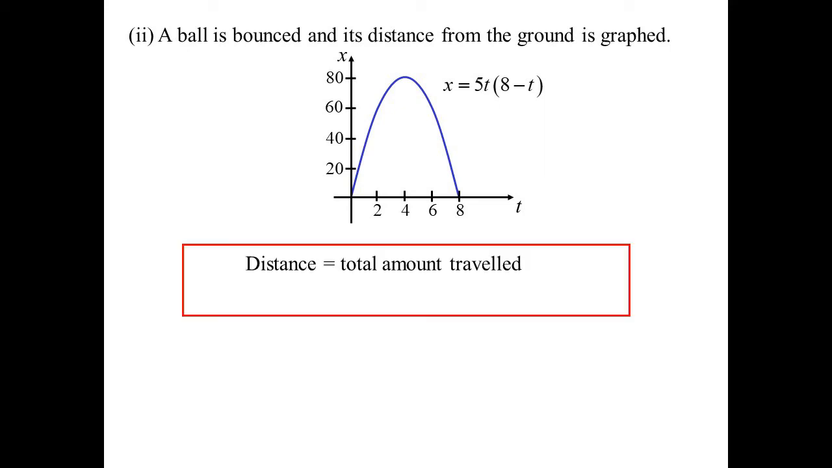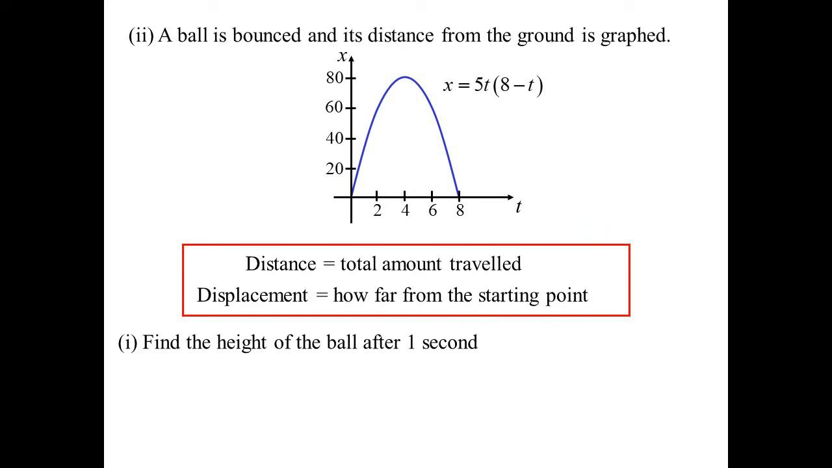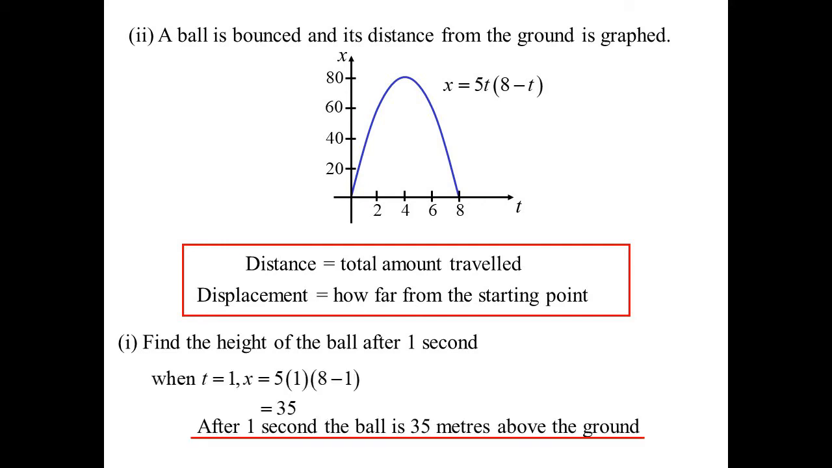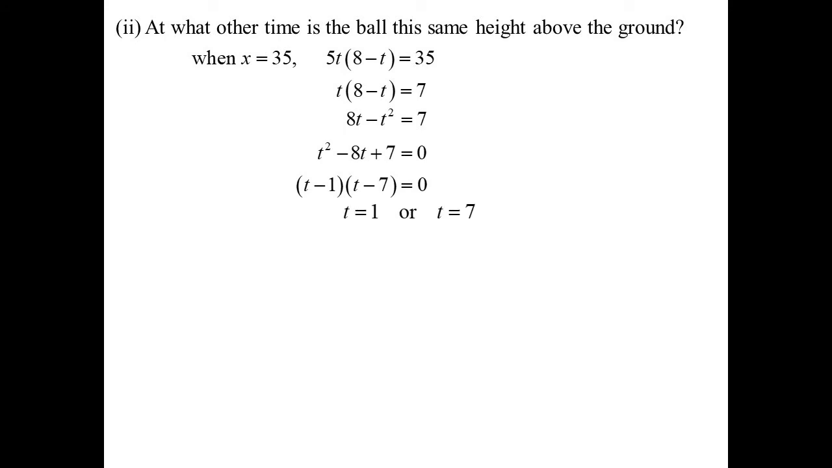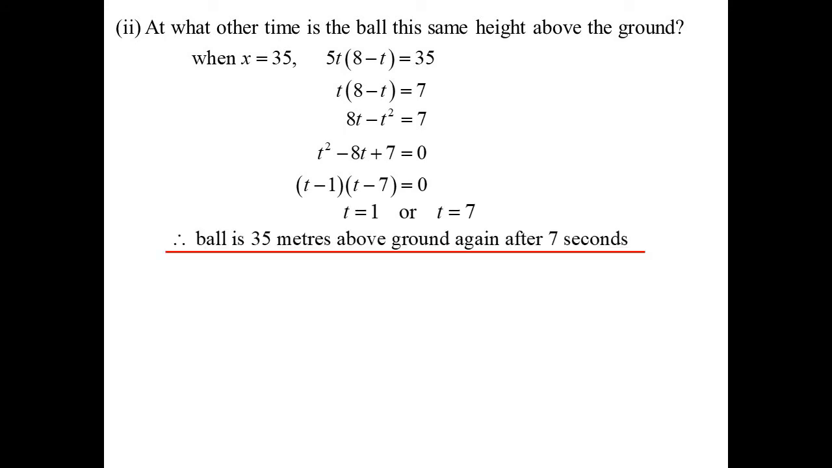So distance, remember, is the total amount travelled, as opposed to displacement, which is just how far you are from that starting point or that reference point that you're talking about. So find the height of the ball after 1 second. Well, we can read off our graph, but we've got an equation, so I can sub in, and there it is, 35 metres above the ground. At what other time is the ball this same height above the ground? Well, we want to know when the height is 35. We solve our little quadratic, and we end up with 1 or 7. So it must be after 7 seconds, because 1 was when it was going up, 7 is when it was going down.